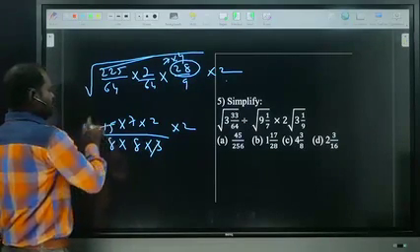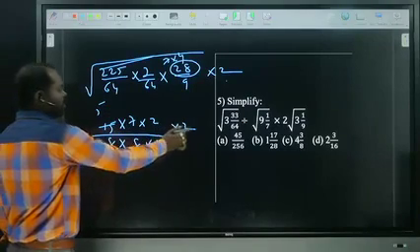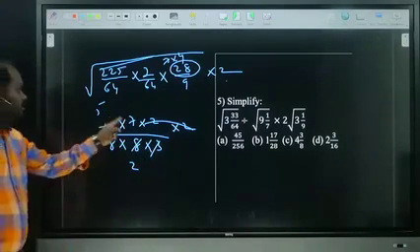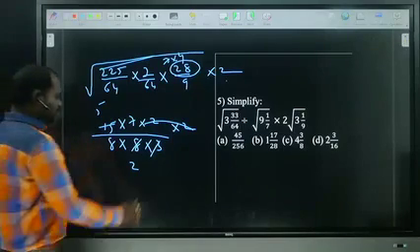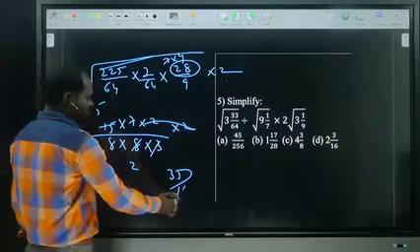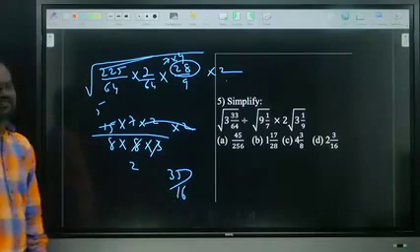Now observe, any cancellation? 3 ones, 3 fives. 2 into 2, 4 twos. What is the balance? 5 into 7, 35. 35 by 8 twos, 16. 35 by 16 is the answer.